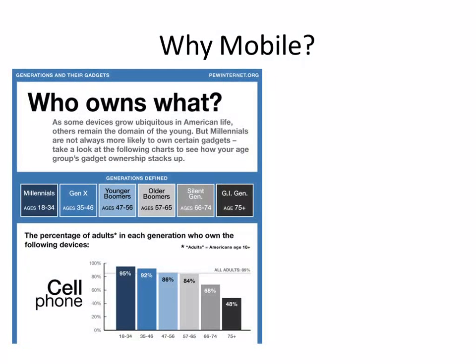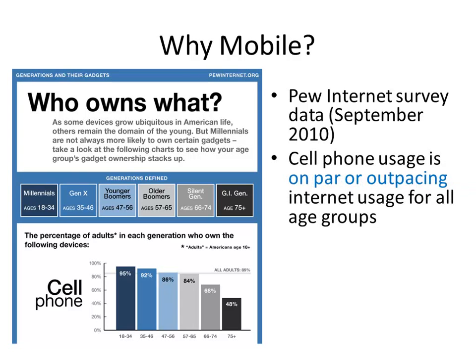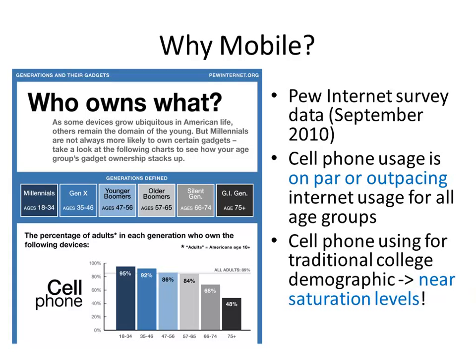Why mobile? There are a lot of different approaches to take on something like this. Here's a chart from the Pew Internet and American Life Project, where I'm a fellow, and it shows cell phone usage as a percentage of demographic, by age group. Cell phone usage is on pace with or outpacing actual internet usage for all age groups, and for the traditional college demographic it's near saturation levels. Meaning 95 out of every 100 of those students has a phone, and increasingly those are smartphones.